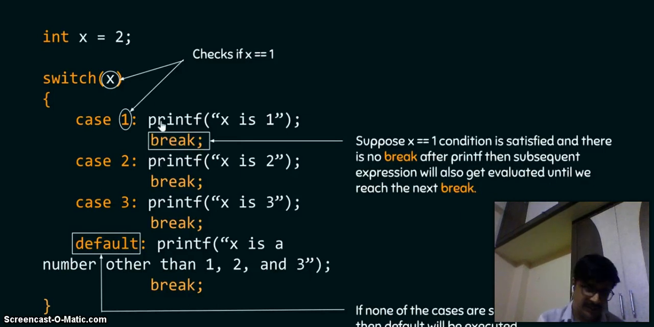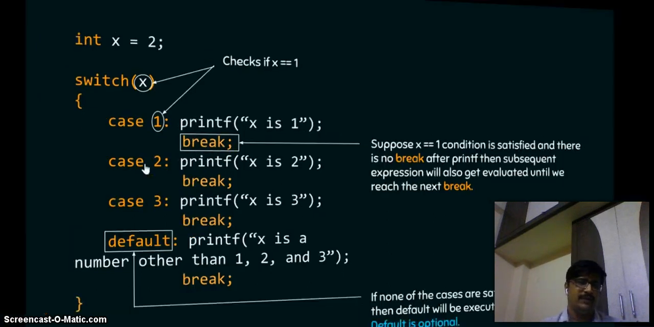What is meant by this? Suppose there is no break after this printf, then what's going to happen? Then this subsequent case also is going to get executed, that is printf x equals 2 will also get executed even though x is not equal to 2. Remember, therefore break is essential to put after this case in order to come out of this switch after printing x equals 1. Okay, so break is also optional. It is not necessary to put break immediately after this expression.